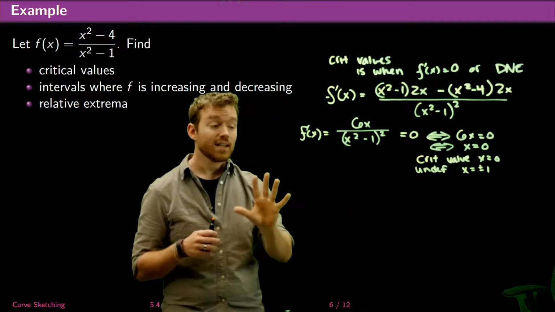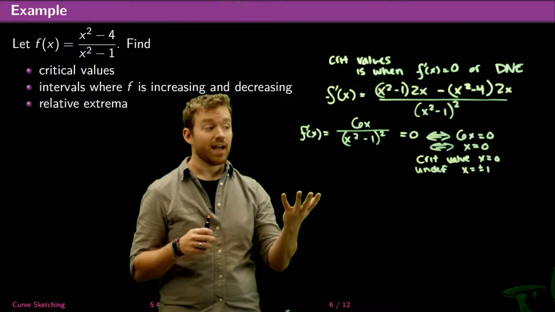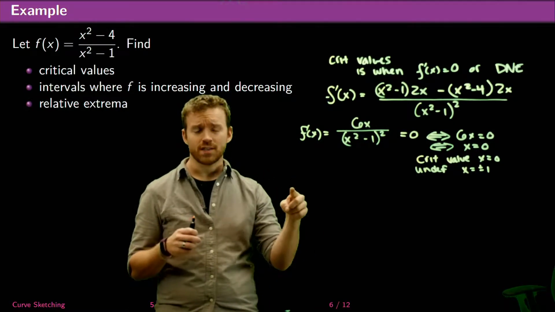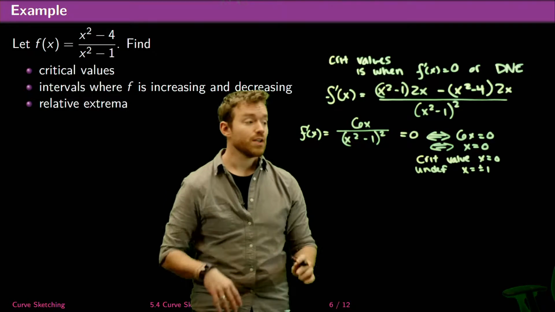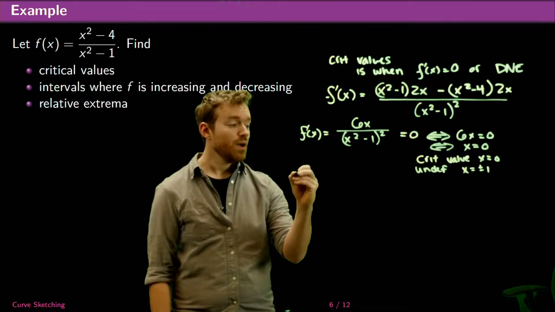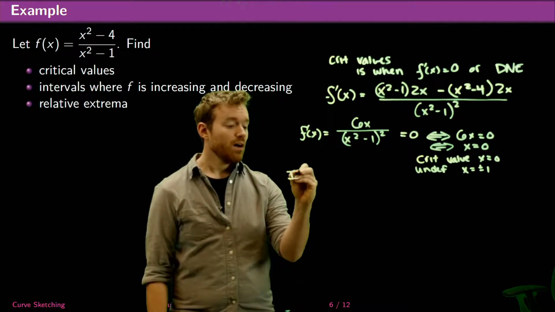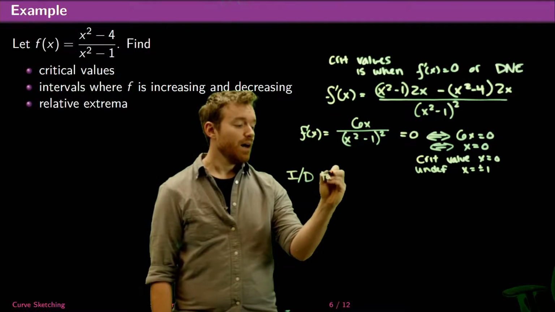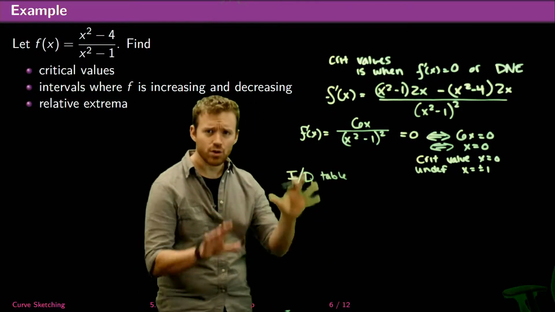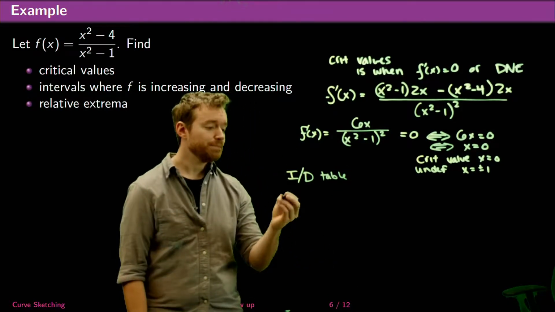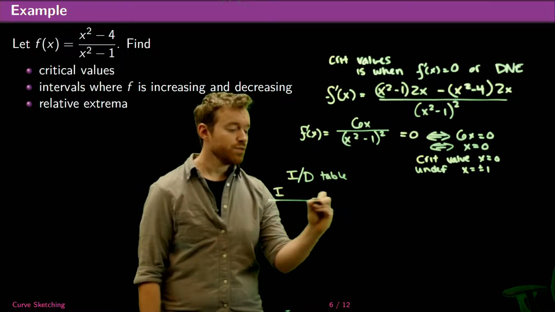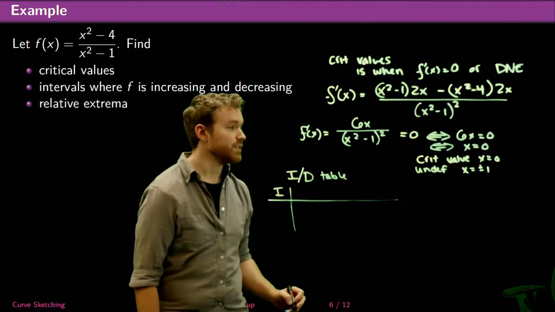The whole point is that only places where the derivative is 0 or only places where it's undefined, these are the only times that the derivative can change its sign. On those intervals, it's constant sign. So I only have to check. So I'll write ID table here, because we'll have a couple tables floating around. If you're doing this all at once, you'll have a couple tables. I want to check the intervals around these points.